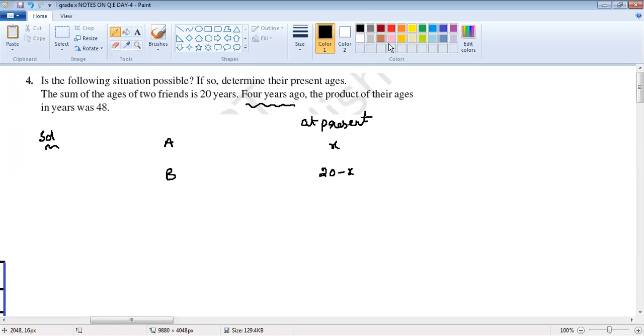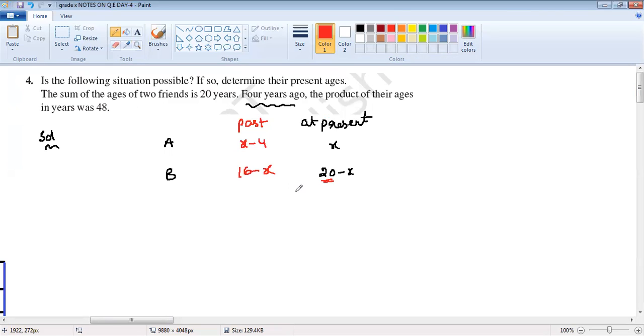Four years ago, it means we have to go back to the past. So when you go for the past, 4 years ago, it will become x minus 4. And from 20, you subtract that 4, then it becomes 16 minus x. Are you clear?